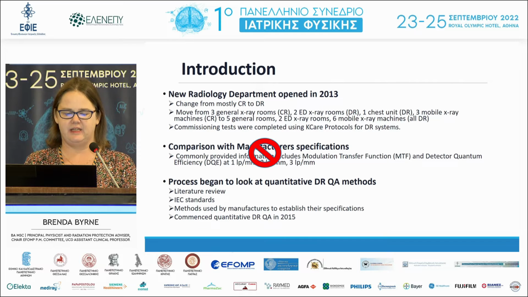So we began the process to look at how we could develop our quantitative DR QA protocols and how we could start to make these types of measurements, which were being published by the manufacturer. So we started with a literature review, seeing what other people were doing. We looked at the IEC standards. There are standards there for establishing these measurements by the IEC. And we looked at what the manufacturers were doing, and it took us a period of about a year, 18 months before we actually started doing our quantitative DR QA. There was a process of validating the software and a lot of trial and error.